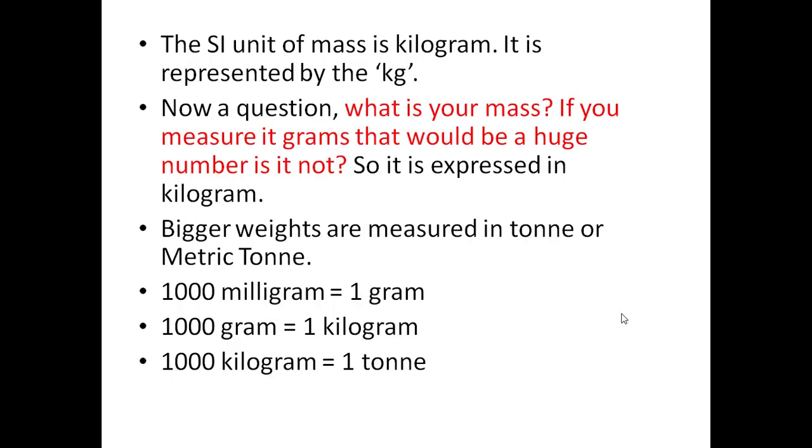The SI unit of mass is kilogram. It is represented by the kg, that is small k, small g. Now, a question. What is your mass? If you measure it in grams, that would be a huge number, is it not? So, it is expressed in kilogram. Bigger weights are measured in ton or metric ton. 1000 milligram is equal to 1 gram. 1000 gram is equal to 1 kilogram. 1000 kilogram is equal to 1 ton.